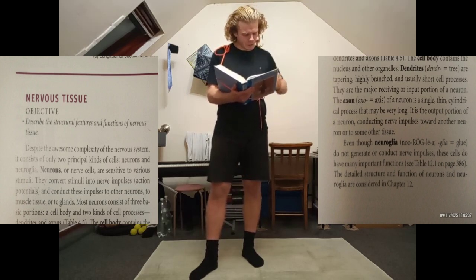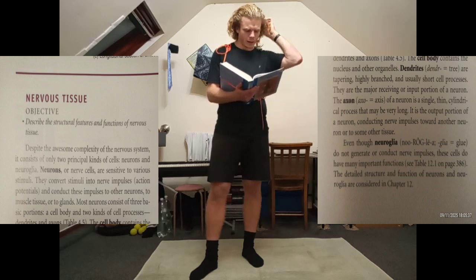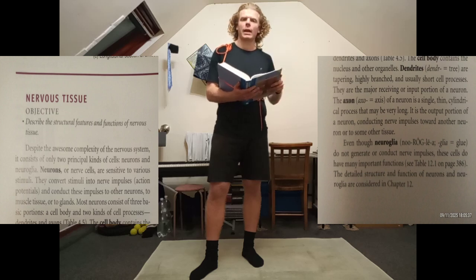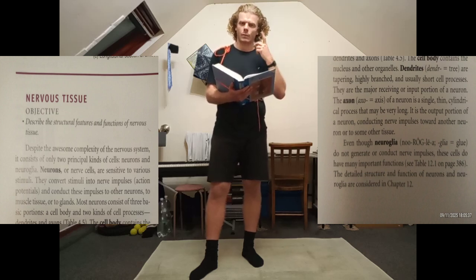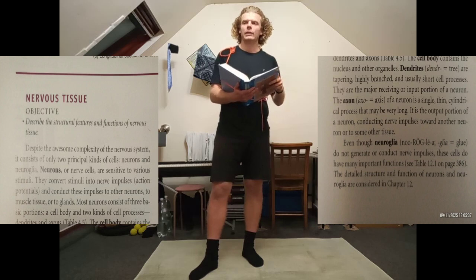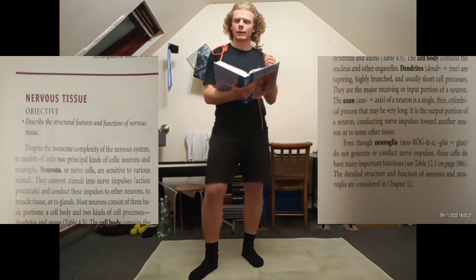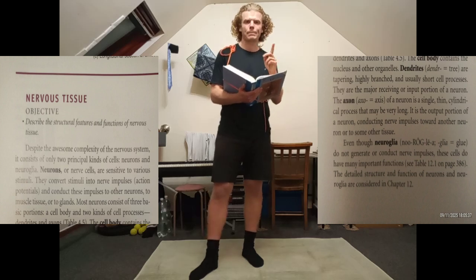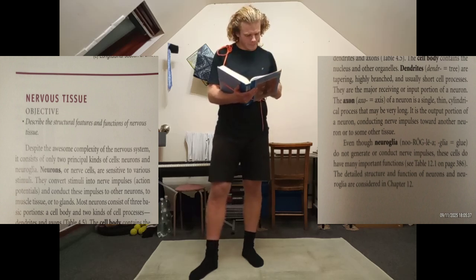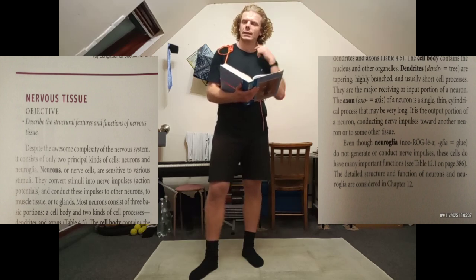And then the axon of a neuron is a single, thin, cylindrical process that may be very long. It is the output portion of a neuron, conducting nerve impulses toward another neuron or to some other tissue. Through the one axon, these felt stimuli are sent over as nerve impulses.